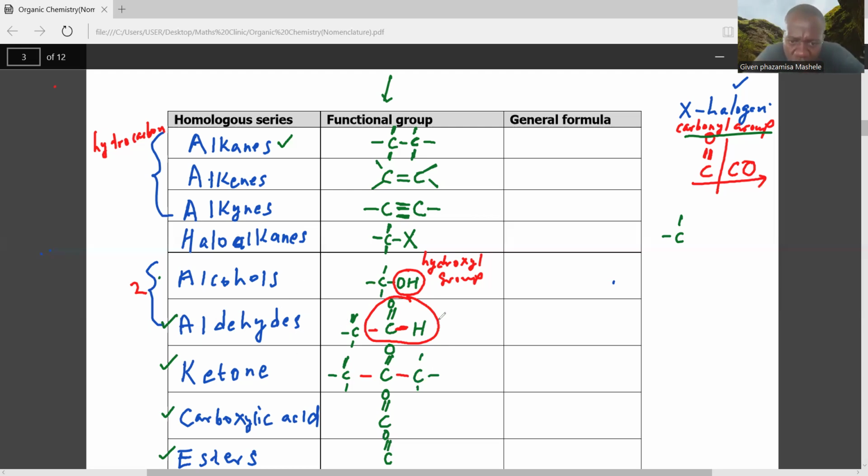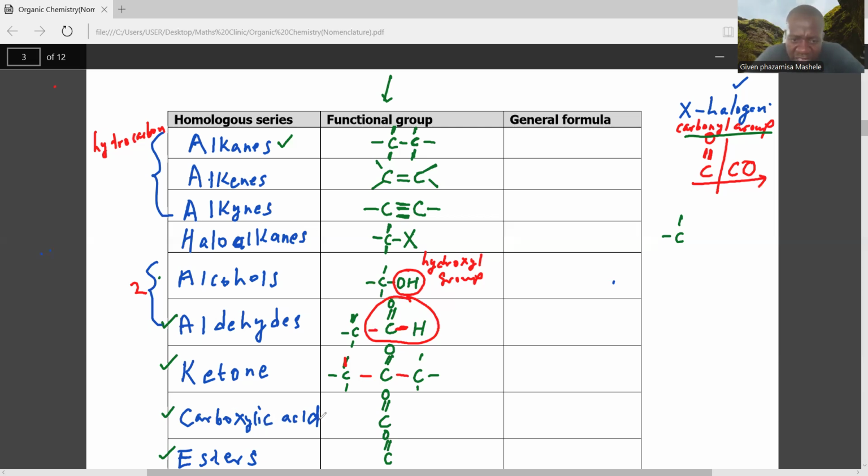Within an aldehyde, one side should be hydrogen, the other side should be carbon or hydrogen. But in a ketone, both sides should be carbon attached to the carbonyl, which means the carbonyl here is the functional group for a ketone. It's not a functional group for an aldehyde, not for a carboxylic acid, and not even for an ester. It's for a ketone.